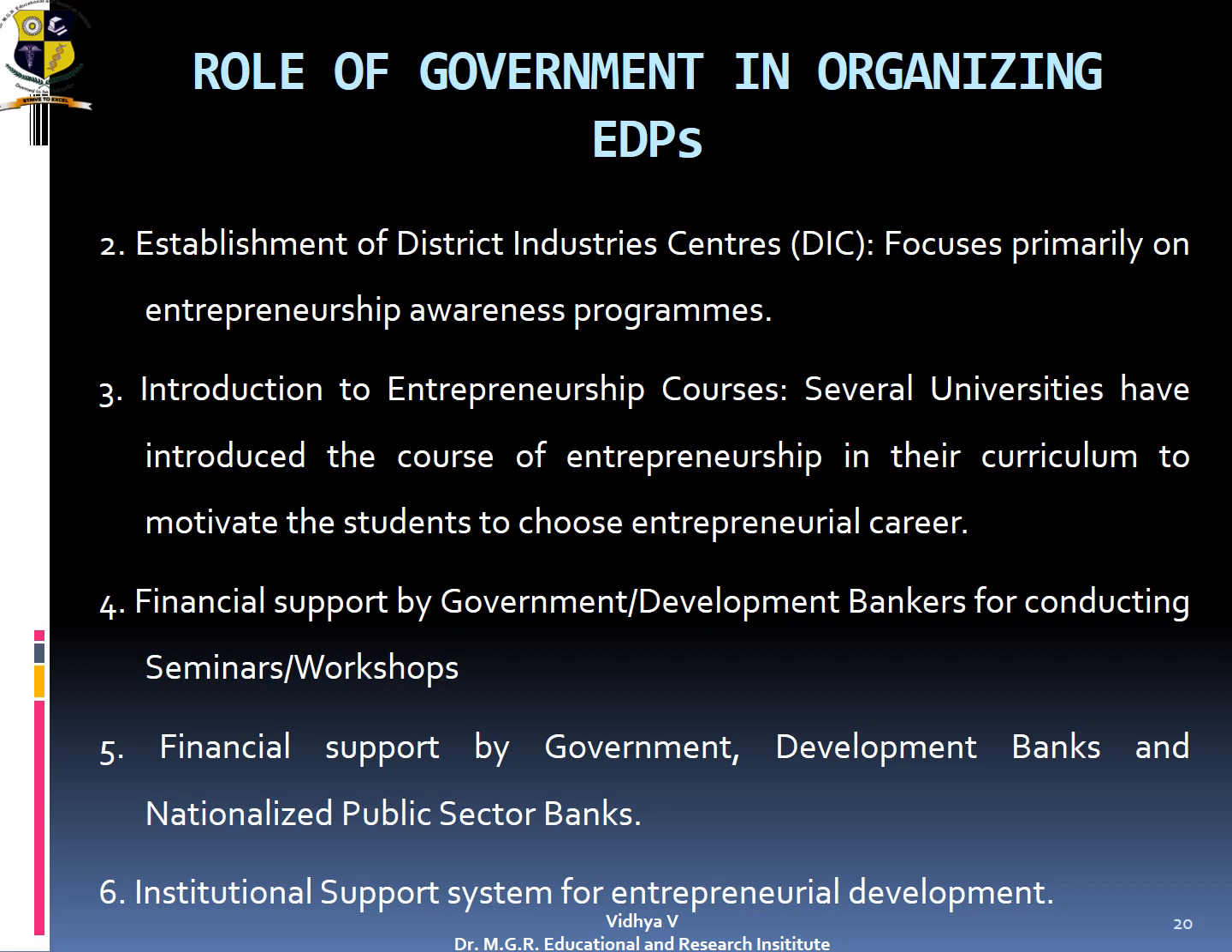The next one is financial support by government or development banks and nationalized public sector banks. In order to organize EDPs on a sustainable basis, financial support is being provided by union and state governments, financial institutions like IDBI, IFCI, and public sector commercial banks. The sixth one is institutional support system for entrepreneurial development. Small scale enterprises are important for generation of employment, utilization of resources, and creation of infrastructure facilities. So the need for support service organizations in our country is of much significance.